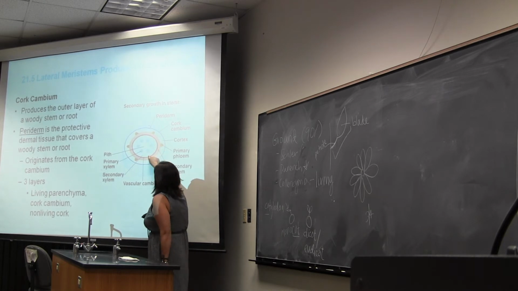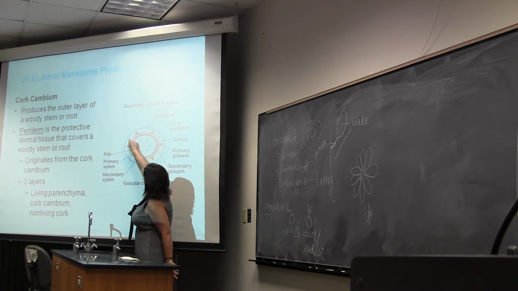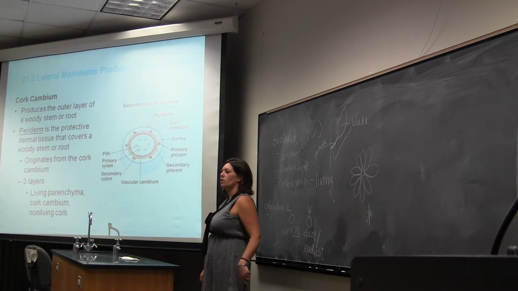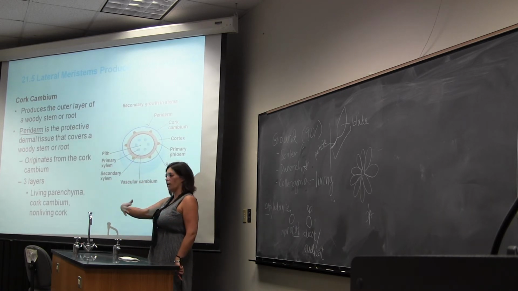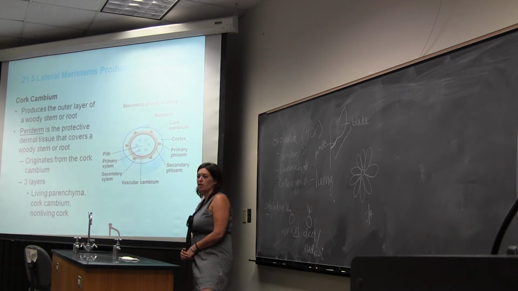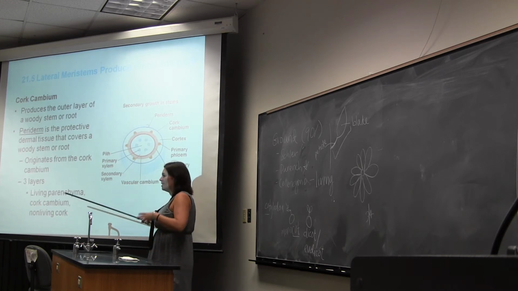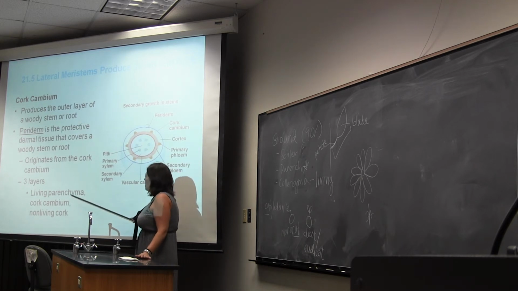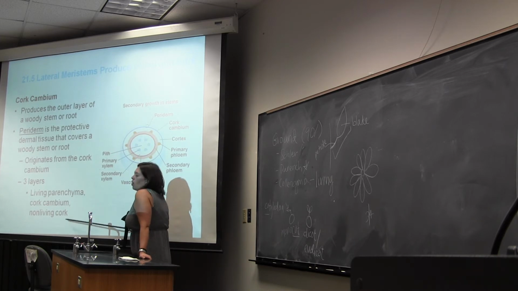If you look at this, you can see the vascular cambium right here. This is giving rise to the xylems and the phloems. And then you have the cork cambium external to that, which is going to give rise to what's called the periderm. So the periderm is this outermost layer of tissue around a tree. And that periderm is going to be made up of 3 layers. Those 3 layers include the cork cambium, which is the spot that's giving rise to the periderm in the first place. You've got a layer of parenchyma cells, and then you've also got what's called cork.